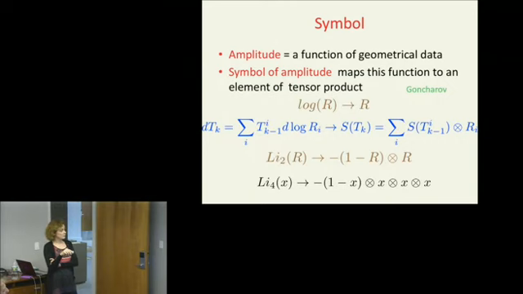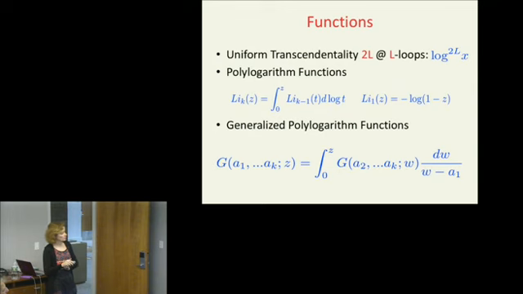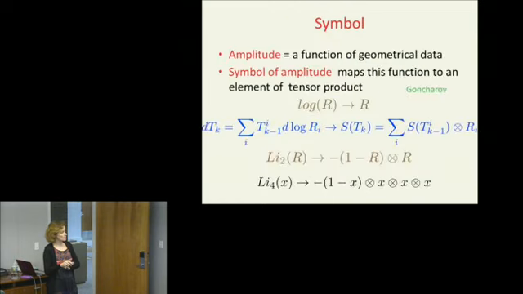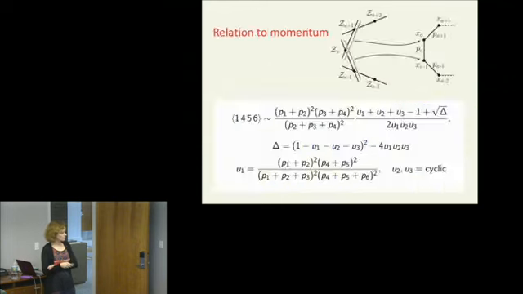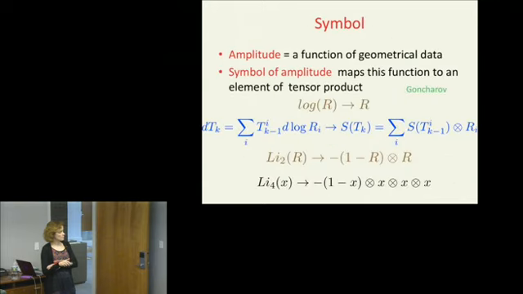For example, if you remember our definition of Li2 on the previous slide, suppose k is 2, d Li_k is Li_1 d log, right? But Li_1 is minus log of 1 minus z, so the symbol of this is minus (1 minus R) tensor R. And for the function at hand, since I had Li4 here, the symbol is minus (1 minus x) tensor x tensor x tensor x. That also quickly follows from the definition.